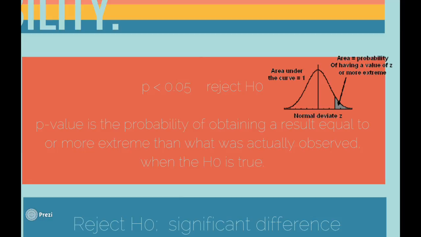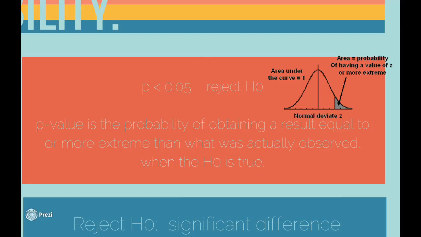So take a look at the diagram at the top right hand corner. This shows a normal distribution. The shaded area on the curve represents the probability of having a value of z or more extreme than z. The significance level of 0.05 is commonly agreed upon among investigators as the cutoff.